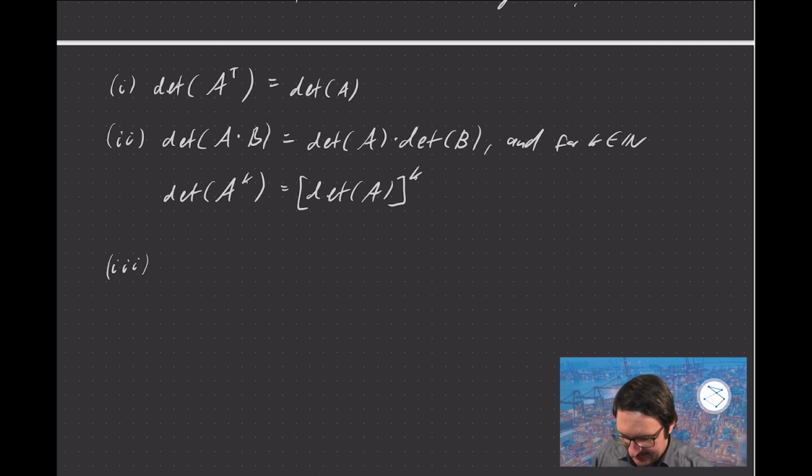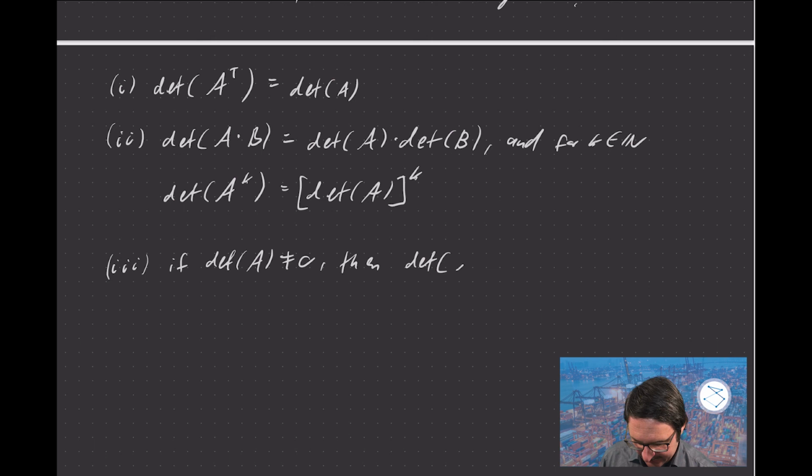And finally, again, a special case of that. If the determinant of a matrix A is not 0, then we can also know the determinant of A to the minus 1, and that is 1 over the determinant of A.